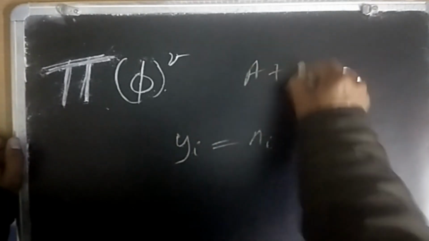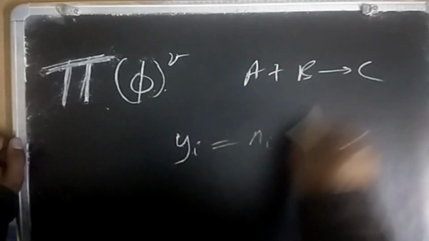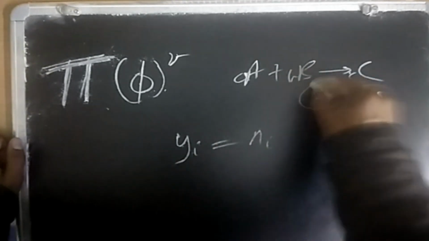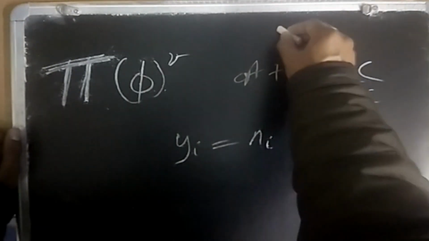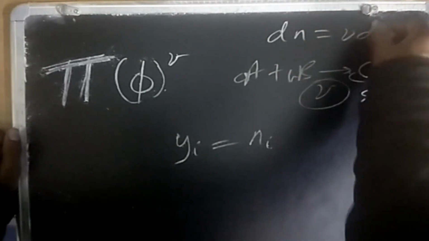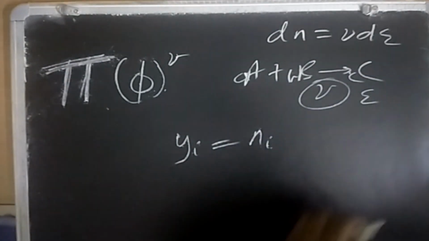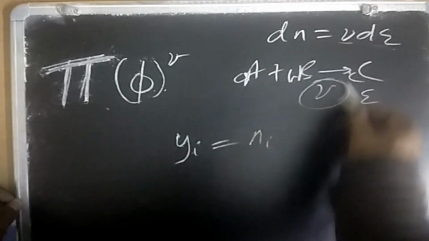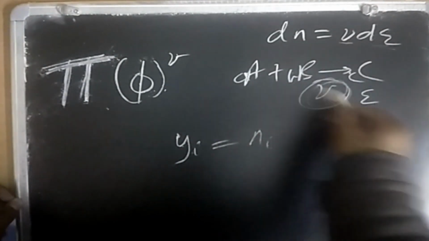Let's say A plus B reaction is going to C, and there is some mu here. Overall A, B, C, and there is an extent of reaction, which means that dn is equal to mu d epsilon. The amount of moles is the extent multiplied by the total, which I will say is the total of stoichiometric coefficients.